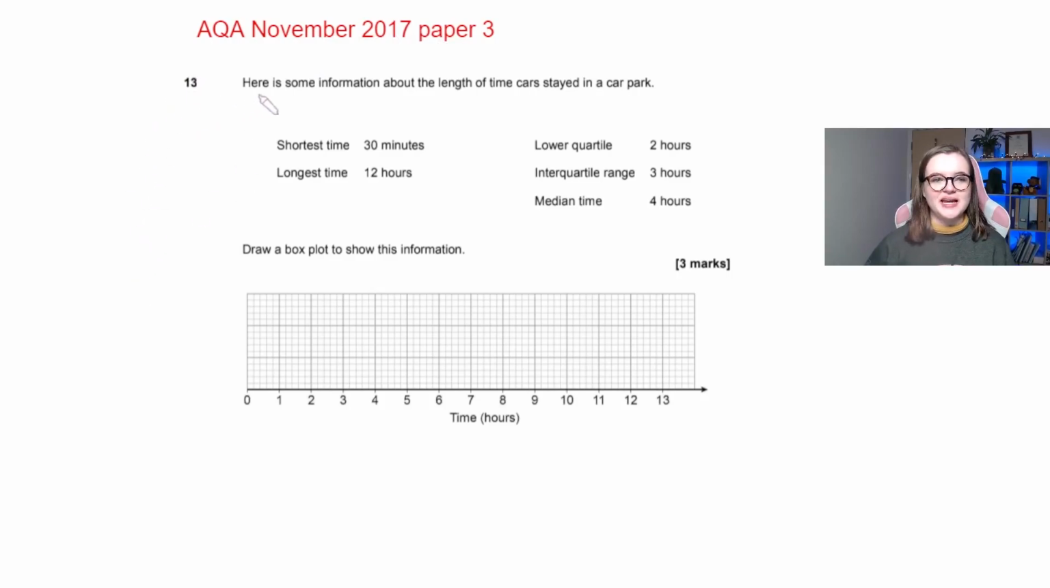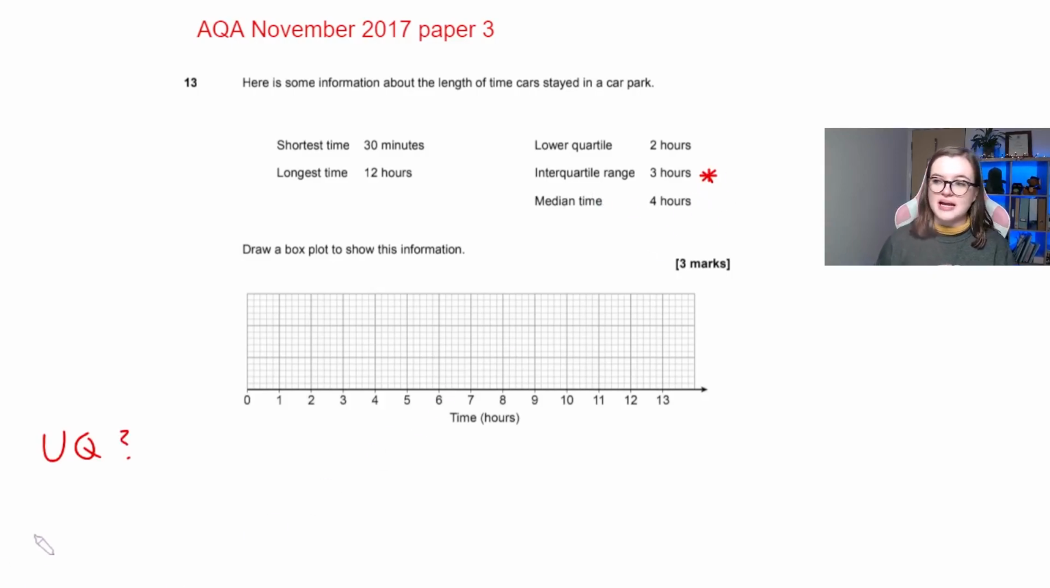Okay, then question 13. Here is some information about the length of time cars stayed in a car park. Shortest time was 30 minutes, longest time was 12 hours, lower quartile is 2, interquartile range was 3 hours, and median was 4. So we have everything we need apart from the upper quartile. Let's put that down here. So we need the upper quartile, right? But we have been given this extra little tidbit here, right?